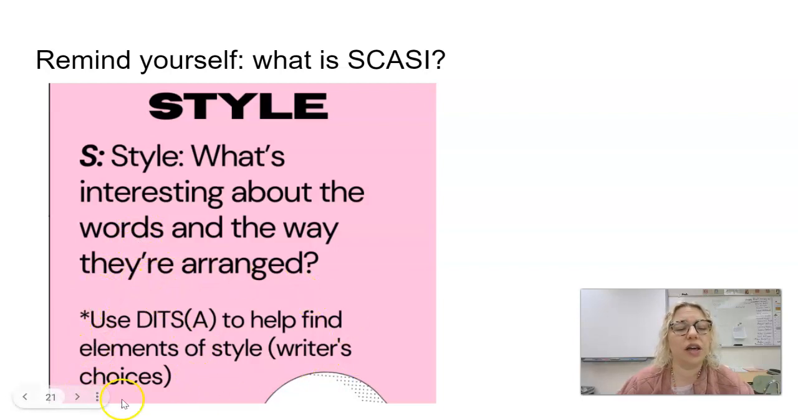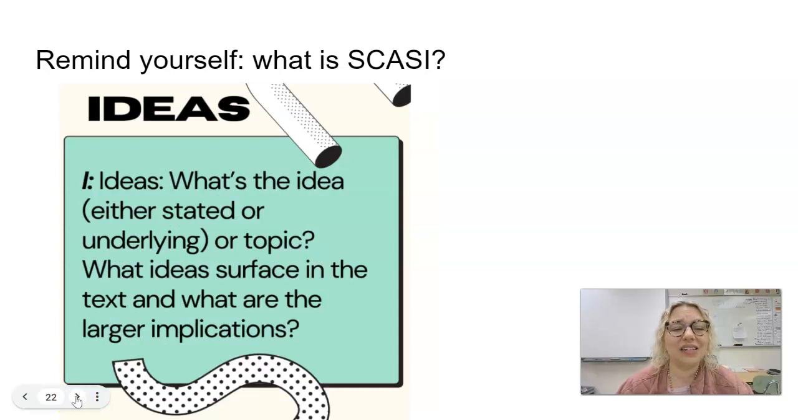And there's another strategy, DITS, that will help you with this particular aspect of SCASI that I'll go over in a sec. Ideas: what's the idea, either stated or underlying, or topic. What themes surface in the text and what are the larger implications? So again, looking for something that is repeated, something that is contrasting, can be a really helpful way to get at ideas. And then also look for anything that has to do with language or the creation of art or communication. That will be helpful too to get to ideas.